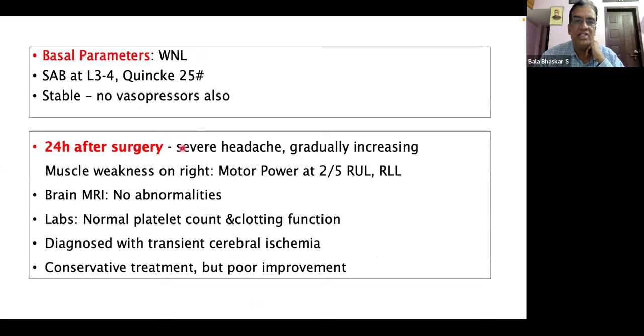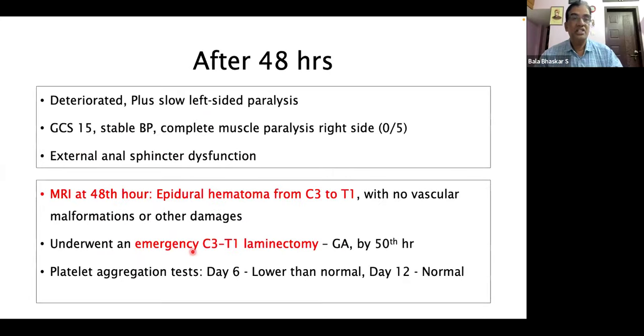After 24 hours of surgery, the patient developed certain symptoms, including headache. Gradually, there was weakness in the right upper limb and the right lower limb, and the patient was subjected to an MRI. At this point in time, there was nothing. Even the laboratory functions were within normal limits, including platelet count and the clotting functions. They thought it was just a transient cerebral ischemia and put the patient on conservative treatment. There was no improvement, and after 48 hours, the patient's condition deteriorated.